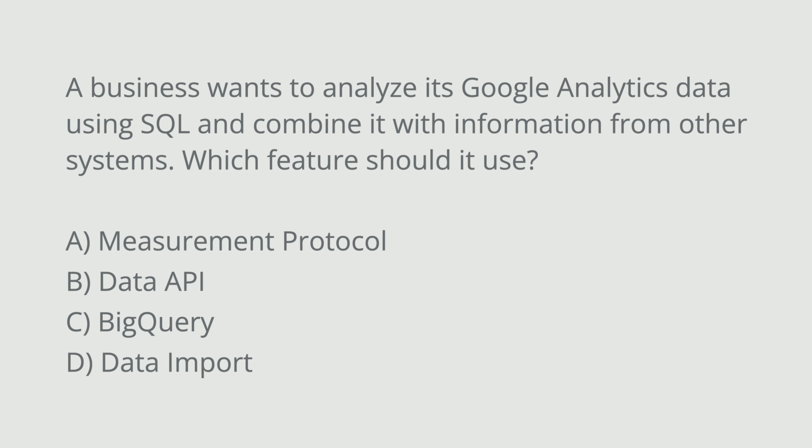A business wants to analyze its Google Analytics data using SQL and combine it with information from other systems. Which feature should it use? Is it A, measurement protocol, B, data API, C, BigQuery, or D, data import? The correct answer is C, BigQuery. BigQuery lets you export event-level data from Google Analytics. You can then query the data using SQL, combine it with other sources, and perform more advanced analysis.